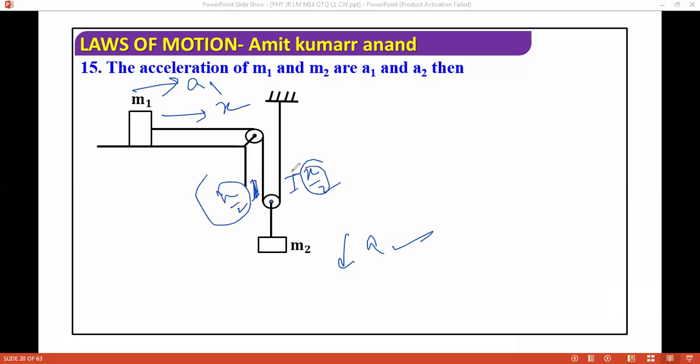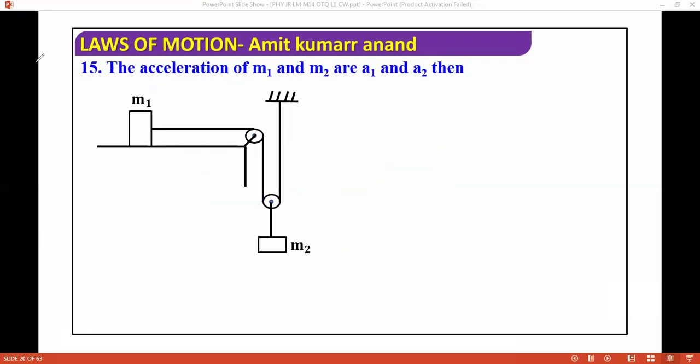Suppose you want to move 10 meters down, so you need 10 meters of string on this side and 10 meters of string on this side also. Can I say we need 20 meters of displacement from this side? Think like this and try to create the equations. Once you create the equations, you can solve it easily.